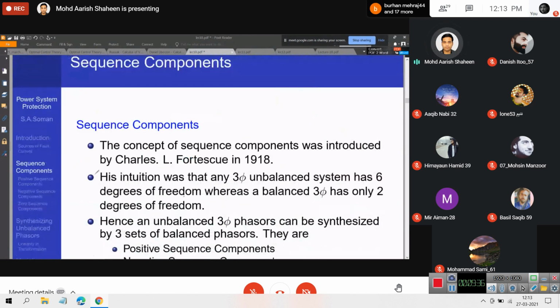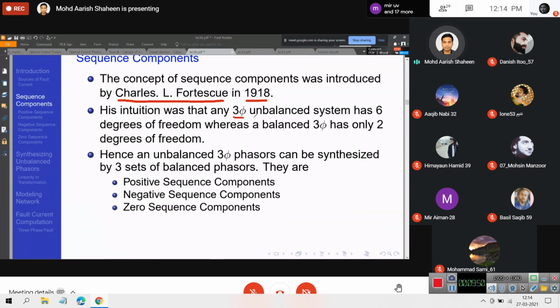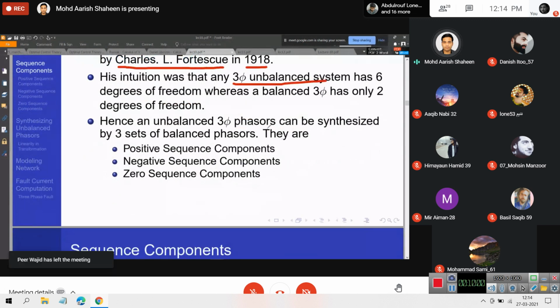Okay, so let us move on to sequence components itself. A brief historical background. This was introduced by an engineer by the name of Fortescue. I think he was an American, in 1918, so it is more than 100 years old. The basic idea is any three-phase unbalanced system can be represented by three balanced single-phase networks. I will explain that. So we have any triplet of phasors, and we can consider that triplet to be formed by the superposition of a positive sequence triplet, a negative sequence triplet, and a zero sequence triplet.